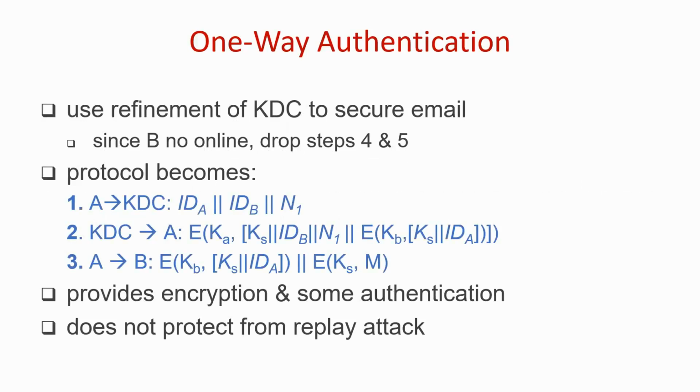A will start by sending to the KDC its ID, the ID of B, and N1, and the KDC will send to A the ticket, just like last time, and the symmetric key, ID of B, and N1. In step 3, the ticket is forwarded to B together with the encrypted message, and the message is encrypted with KS. If B is a legitimate entity, then it will be able to decrypt the ticket and obtain KS, therefore being able to decrypt the message as well. So this is a one-way authentication system.